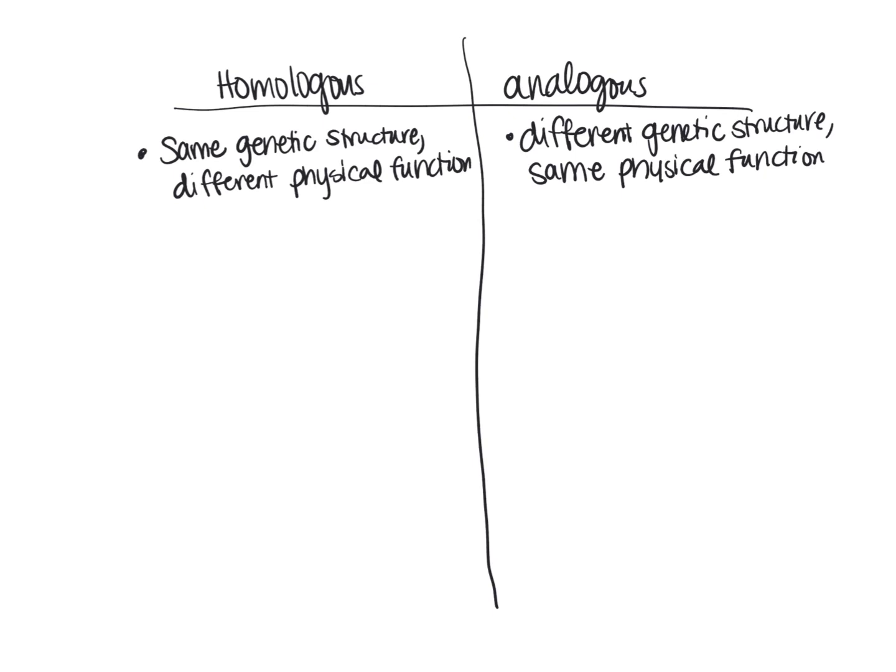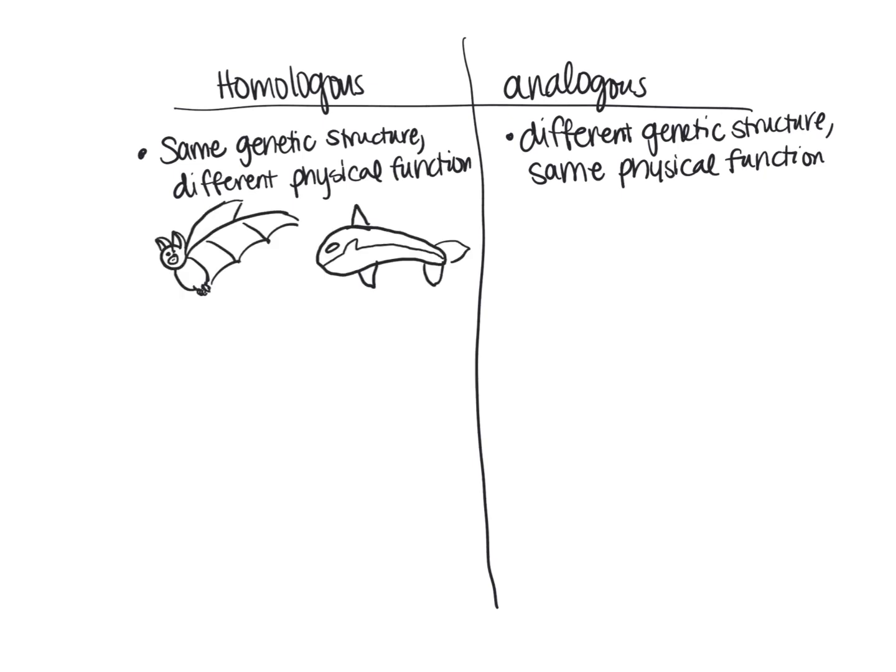Number one, homologous structures are the same genetic structure, but they have different physical functions. So for example, the finger bones of a bat are modified to form the structure that supports their wing. But in whales, which are also mammals, the finger bones are modified to form the bone structure that supports the flipper. So they're both, in this case, finger bones.